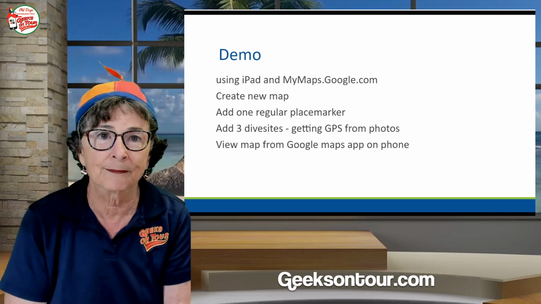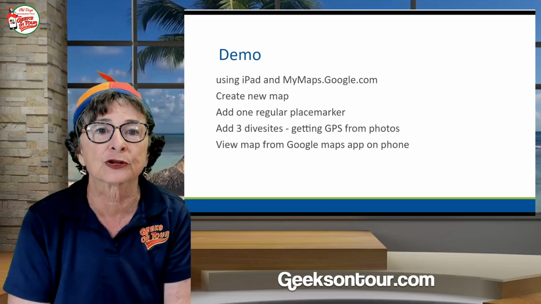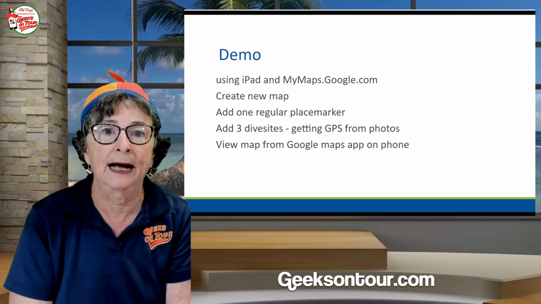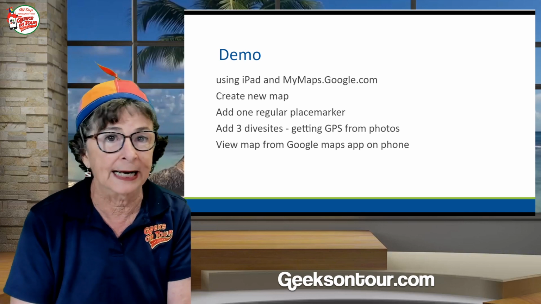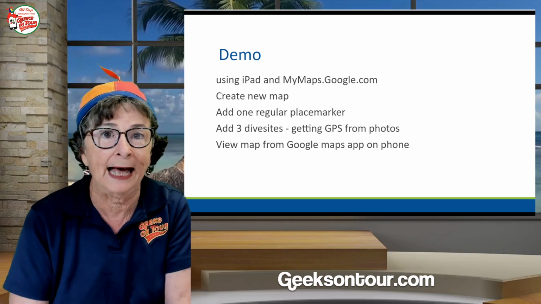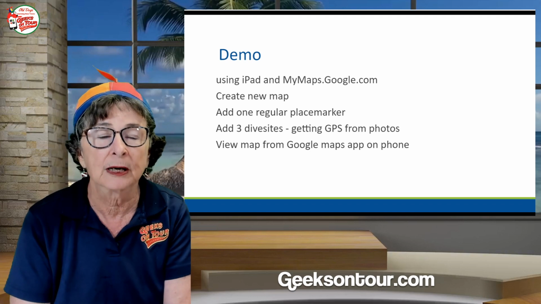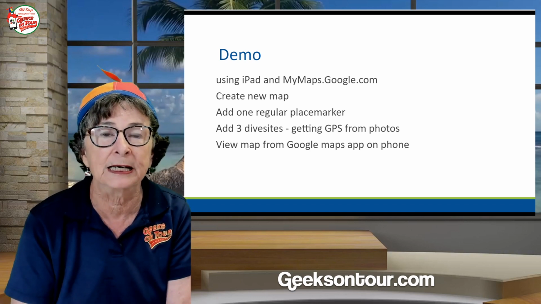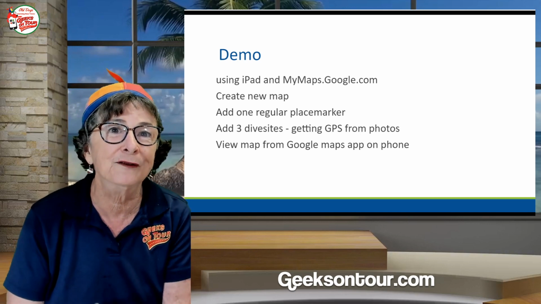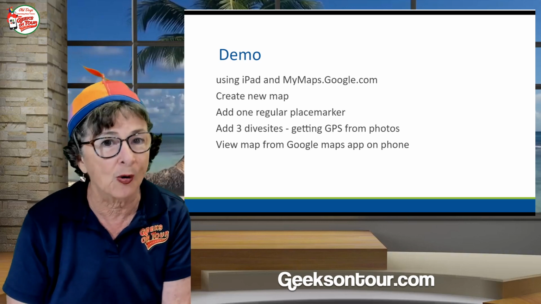There's no app. There's no My Maps app, but you just open a browser and go to mymaps.google.com. You can create a new map. I'm going to show you how you add just a normal place mark, and then I'm going to add the 3 dive sites from Bimini. Then I'll show you how you view the map on your phone.